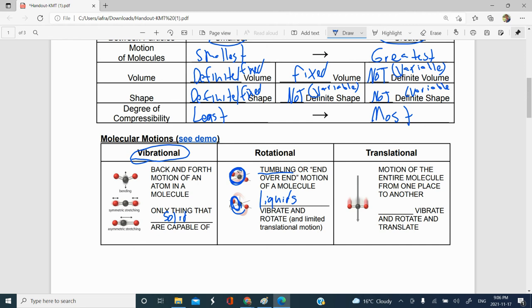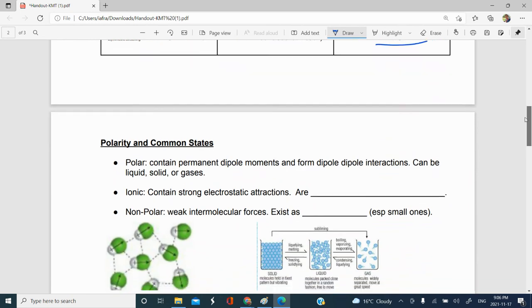And essentially, we know that liquids are able to vibrate and rotate as well. Some liquids do have some limited translational motion, but it's very limited. And then we saw translational motion primarily in gases, where you move from one position to another. So you actually move from one place to another. And that's found in gases. Gases are able to do the vibrational stuff, the rotational stuff, and the translational stuff, so they have the most motion overall. And there's a video that you can watch to see what those different types of motions look like.